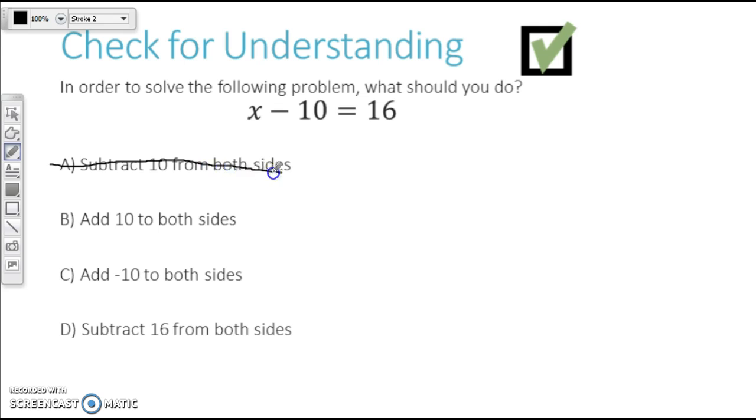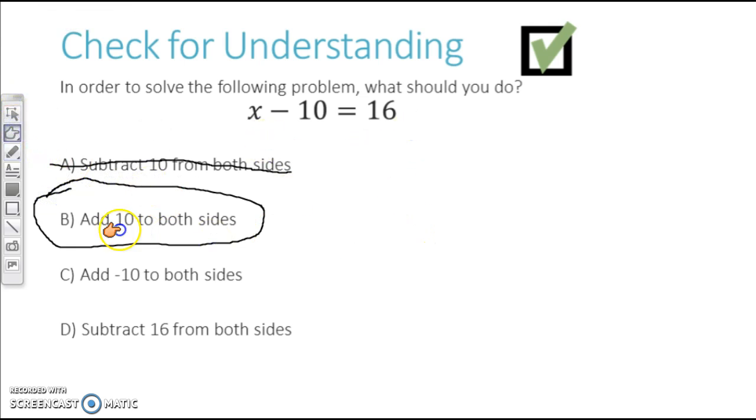So it's not that. Add 10 to both sides. This is what we want to do because we're subtracting 10 in the problem, so adding 10 is the correct answer. We want to add 10 to both sides of the equation.